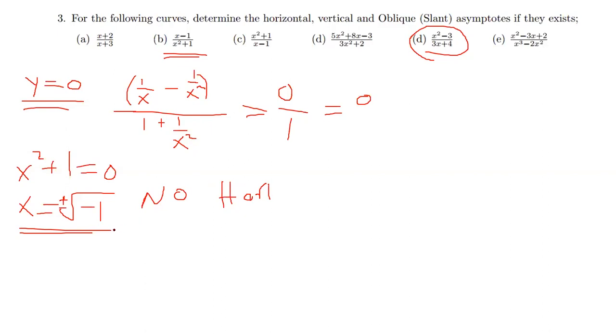It has no oblique because the power of the denominator is higher than the power of the numerator. So no oblique, no vertical, and it only has the horizontal asymptote. I mean, it only has, yeah, the horizontal asymptote.